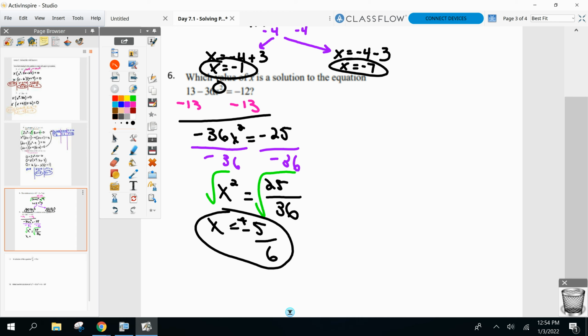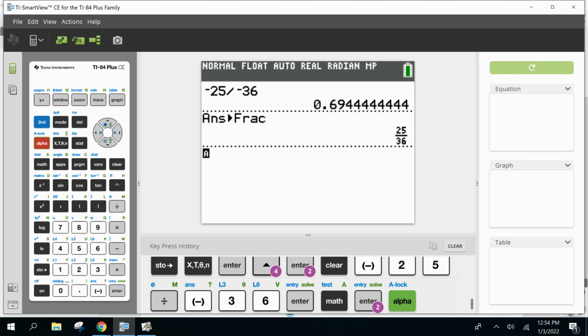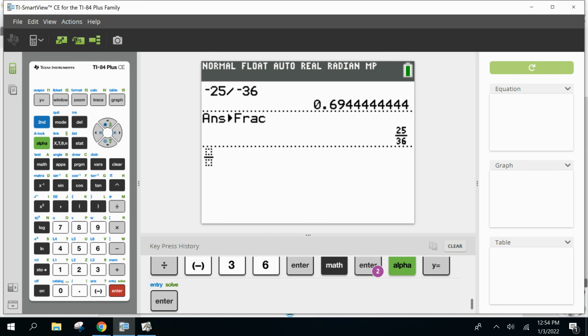Oh, you've got to check. Go ahead. Check. Yep. 5 over 6. Here you go. Just put it in a fraction template. 5 over 6. Store that beast in for x.